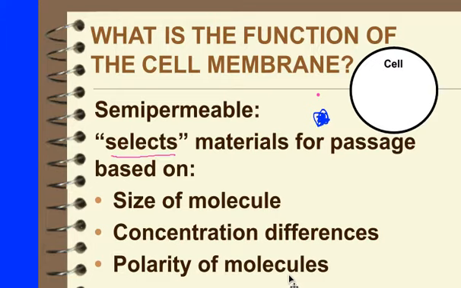Looking at the size of molecules, right here is we'll call it a small sugar molecule. It's very tiny, so it's probably going to be able to pass in and out of that membrane fairly easily. But if we look at this second molecule, we'll call this one a protein. It's a lot bigger. It's probably going to have some trouble going in and out of that membrane. So the cell gets to select what goes in and out.